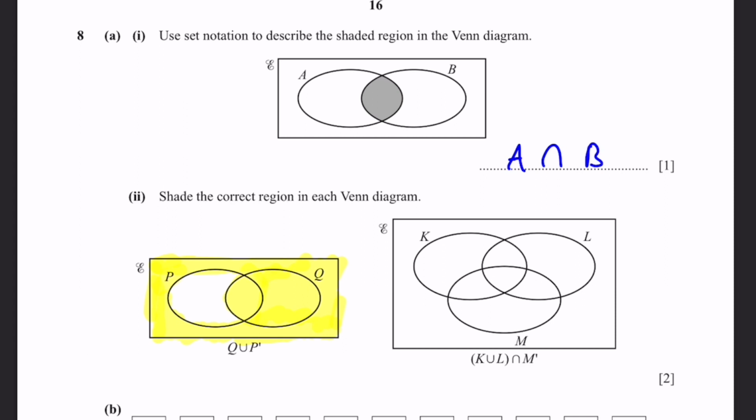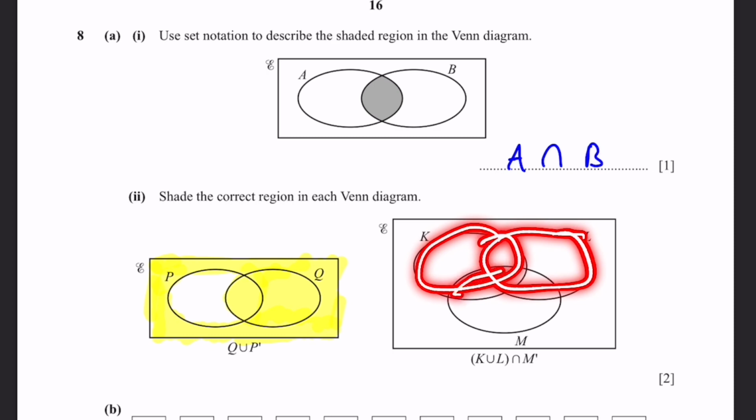And this is the answer. And now for a second one. K union L intersection M prime. That means everything inside K and L, intersection of M prime. So everything inside K and L plus everything outside M. So we take that out.